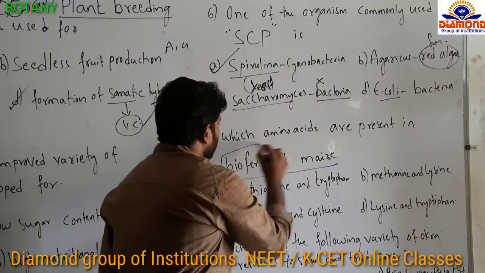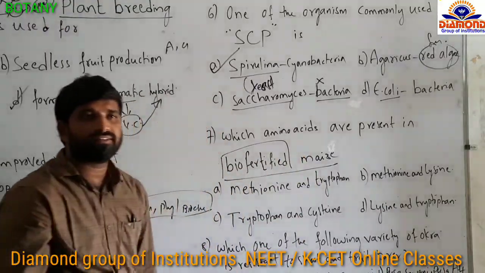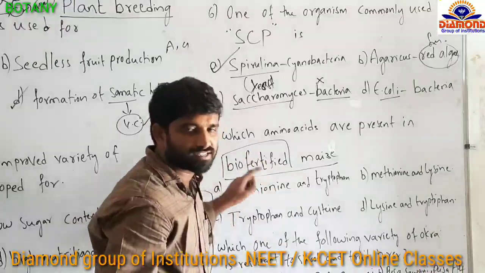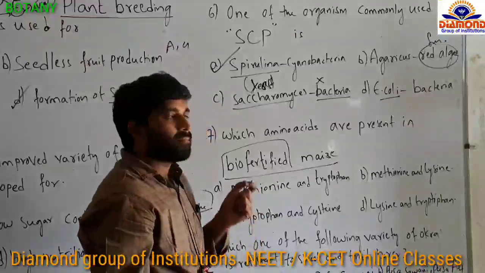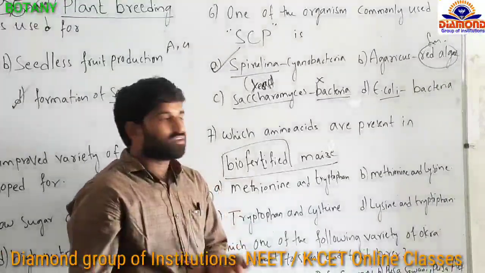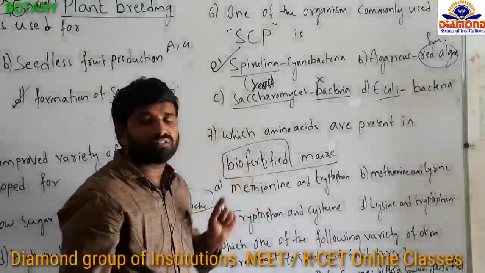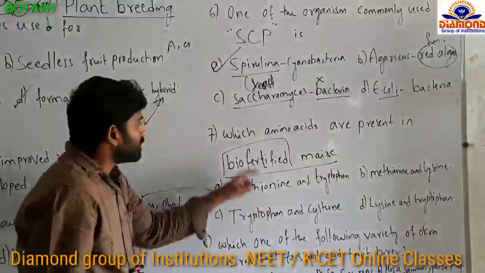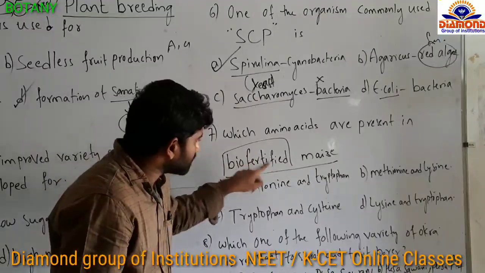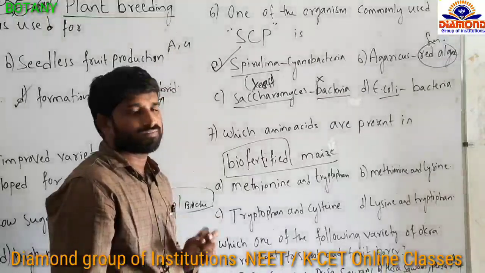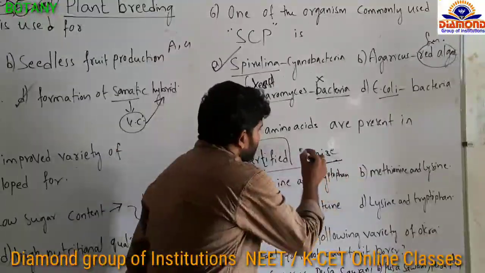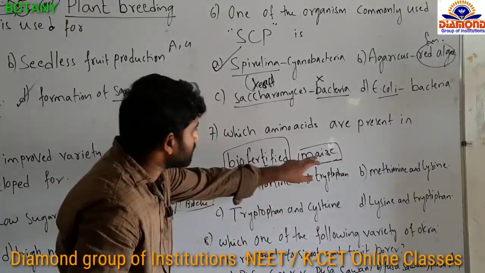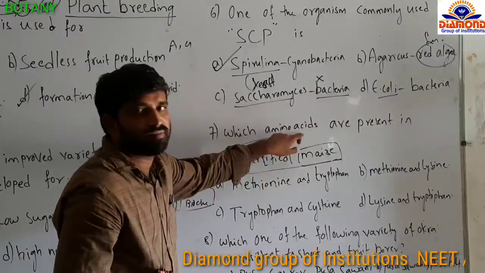And next, the second one: which amino acids are present in biofortified maize? Biofortification is one method in plant breeding to increase nutrient concentration. By plant breeding mechanisms, we can increase the nutrient concentration of crops, whether seeds or fruits. Such varieties are called biofortified varieties. So in the biofortified maize variety, which amino acids will be present?